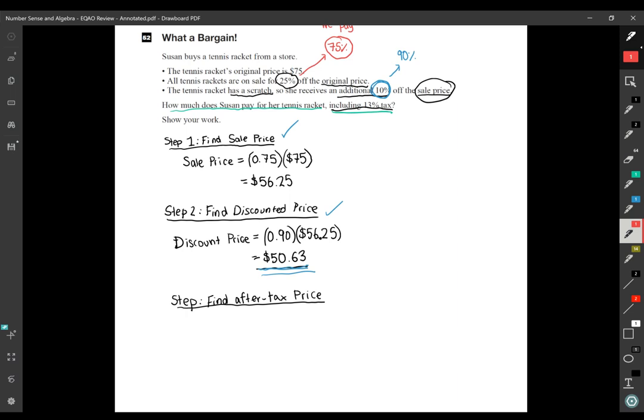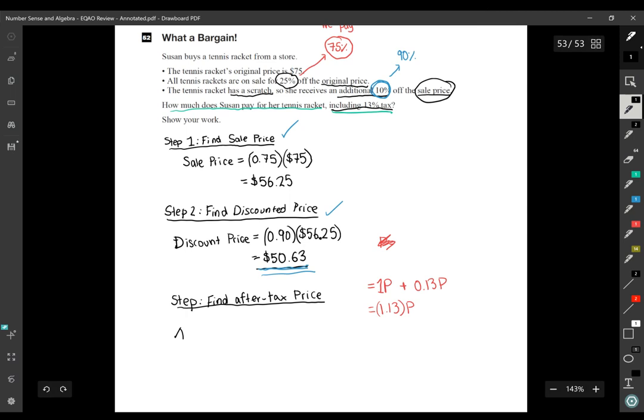So remember, let's say we have 13% tax. The after-tax price would be equal to the regular price, P, plus 0.13 times P. Now, remembering that this is 1P, a little shortcut, a little neat trick is to just know that this combines to 1.13 times P. So if I want to get the after-tax price, I simply have to multiply the discounted price by 1.13. Okay, so that's what I'm going to do.